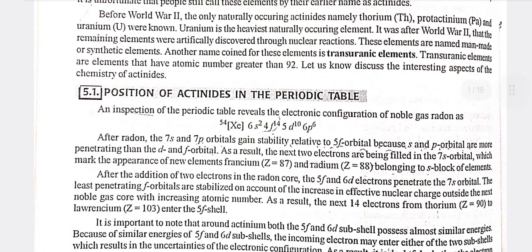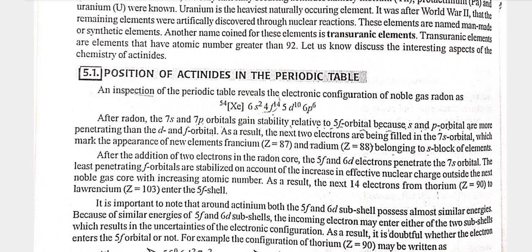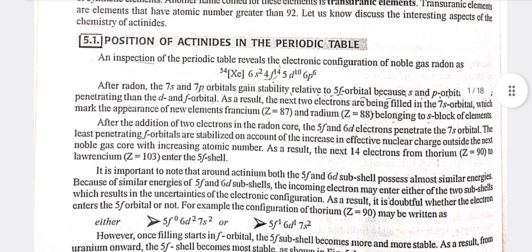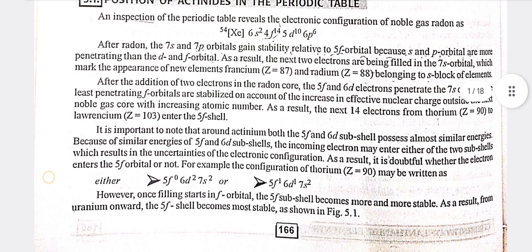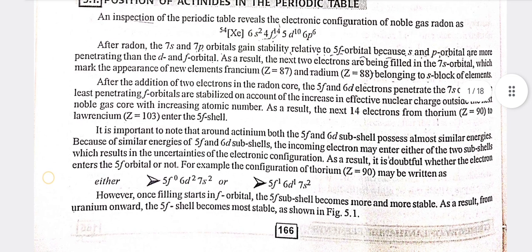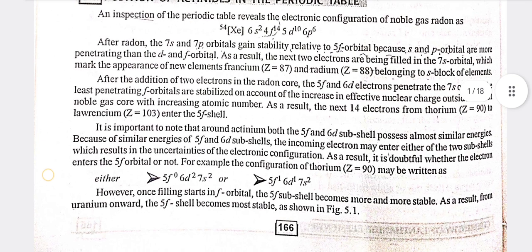Position of actinides in the periodic table. An inspection of the periodic table reveals the electronic configuration of the noble gas radon as [Xe] 4f14 5d10 6s2 6p6. After radon, the 7s and 7p orbitals gain stability relative to the 5f orbital because s and p orbitals are more penetrating than the d and f orbitals. As a result, the next two electrons are filled in the 7s orbital, which marks the appearance of new elements francium (Z = 87) and radium (Z = 88), belonging to the s block of elements.